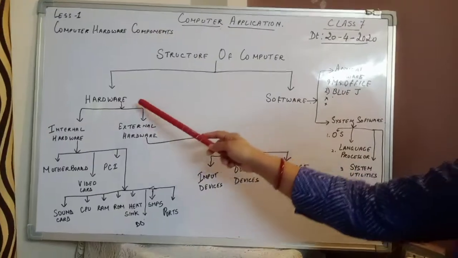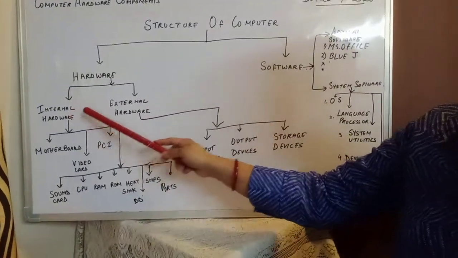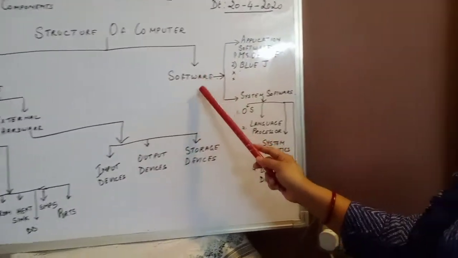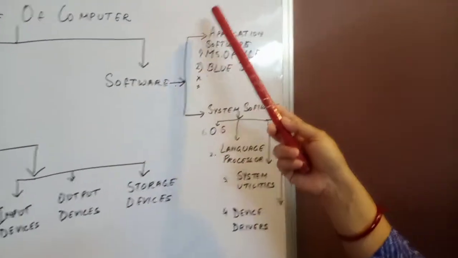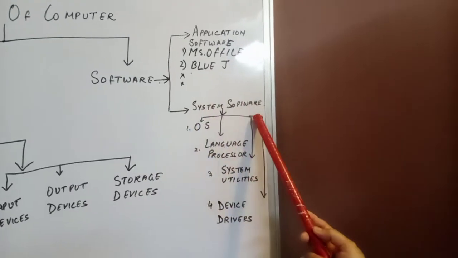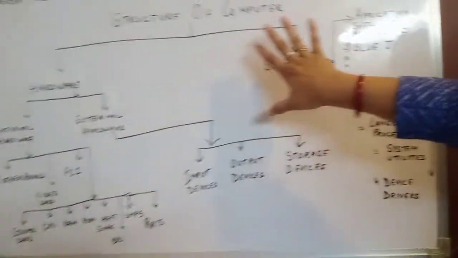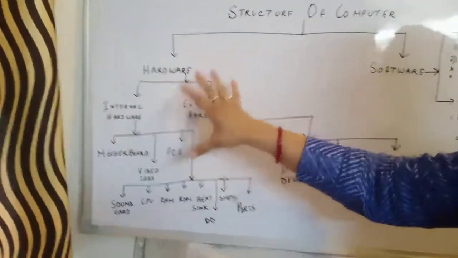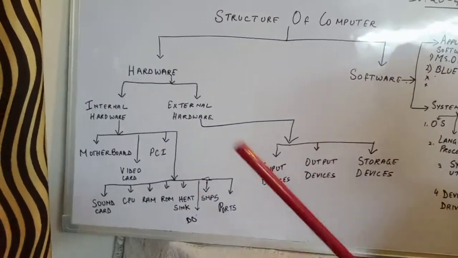Now further, hardware is divided into internal hardware and external hardware. When we come down to software, it is divided into different parts. The first is application software and the second one is system software. Now we are going to leave the software part. We are going to concentrate only on the detailed study of hardware. So let us come down to the hardware.